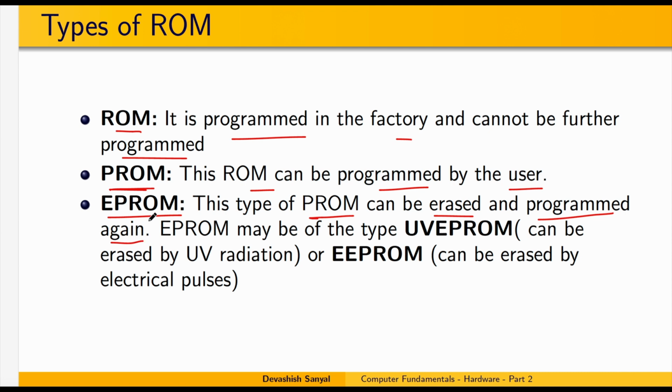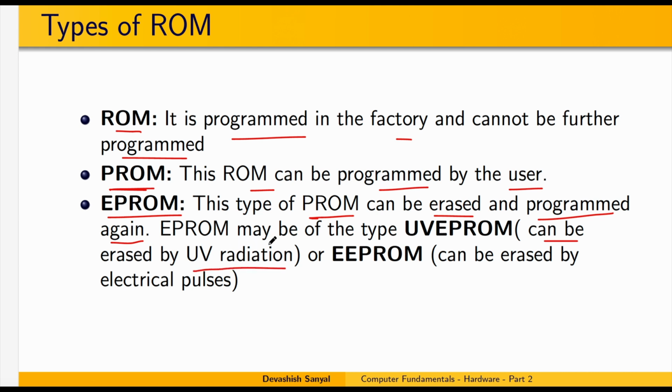So you can erase whatever is there in the ROM, and then you can program it. So how do you erase? One way of erasing is by using ultraviolet rays. So whatever data is there, you can use ultraviolet radiation to erase it.